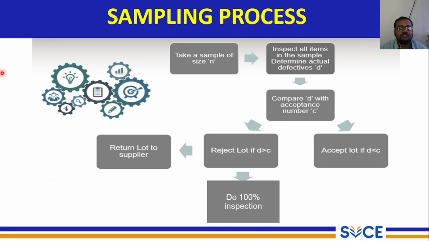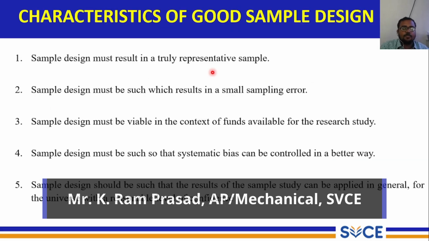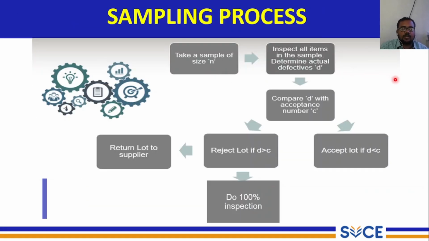So how does the sampling process occur? First, you have to take a sample of size n. Small n refers to the sample size, and capital N refers to the lot size. Once you take a sample, you have to inspect all the elements in the sample. It can be 10, 20, or 100 depending upon the population from which you are taking the sample. Then you find out the actual defectives, D.